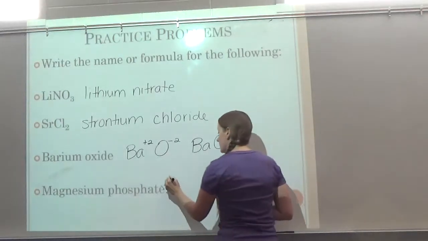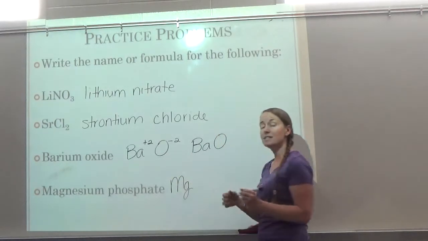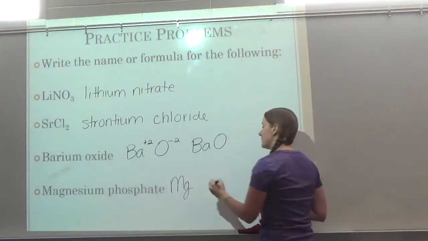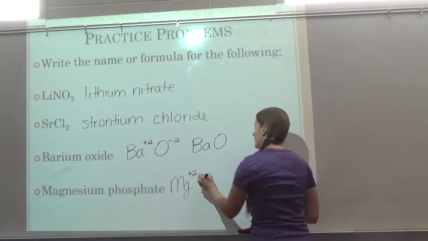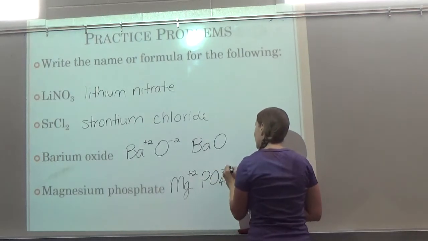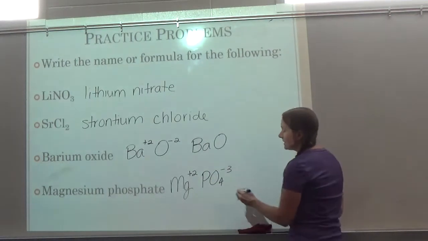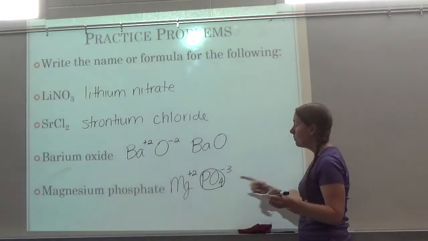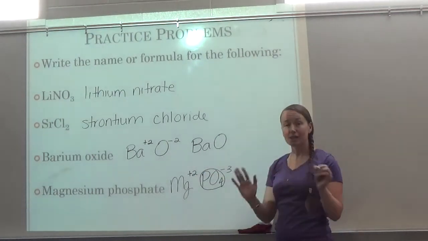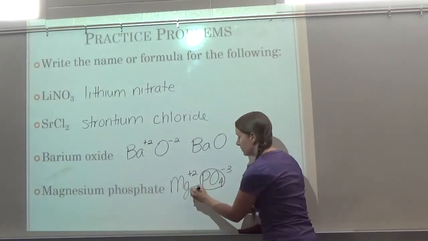So magnesium is Mg. I can see it's in group 2 on the periodic table, so that means it has a +2 charge. Phosphate is on your polyatomic ion sheet. It's PO4 with a -3 charge. Alright, and so this whole thing has a -3 charge. So positive 2 and negative 3 do not cancel, so I cross my 3 down.